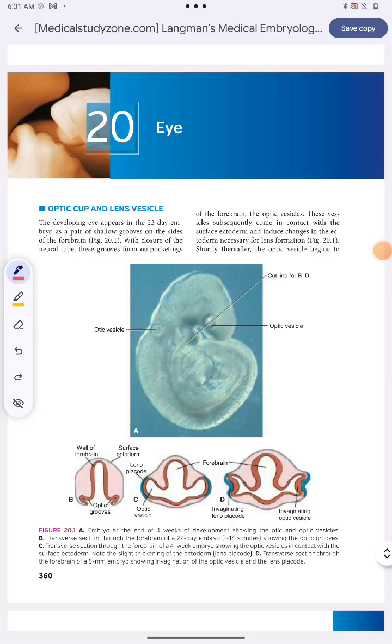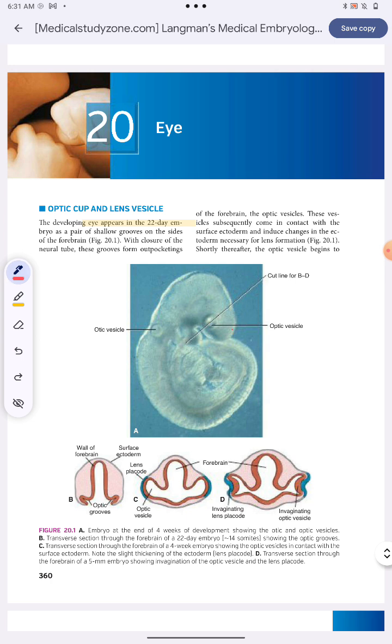My name is Afnan, and we are going to discuss the embryology of the eye. The eye appears as a pair of shallow grooves on the sides of the forebrain on the 22nd day of embryonal growth. With closure of the neural tube, these grooves form outpocketings of the forebrain, the optic vesicles.